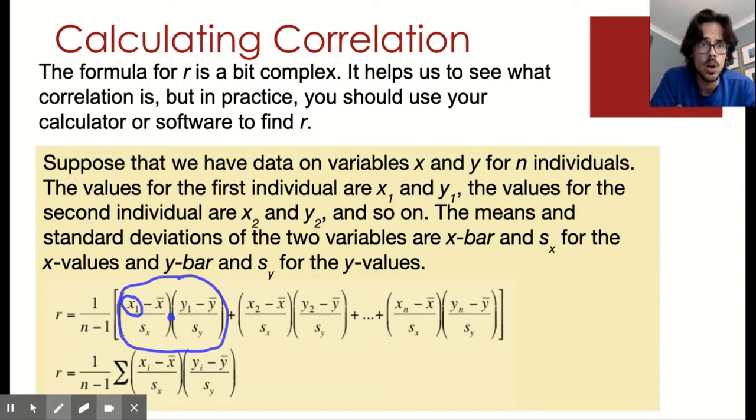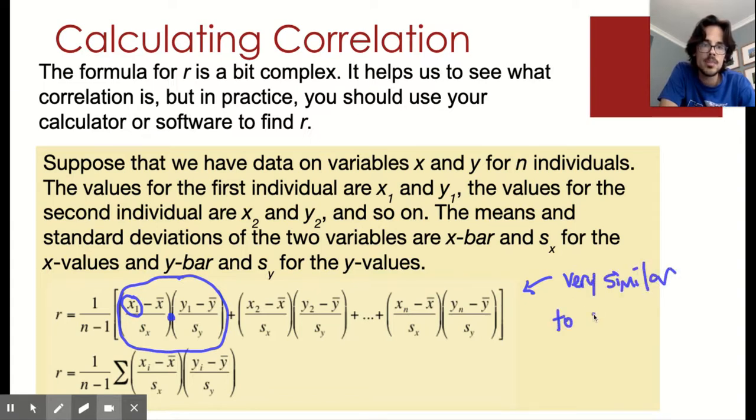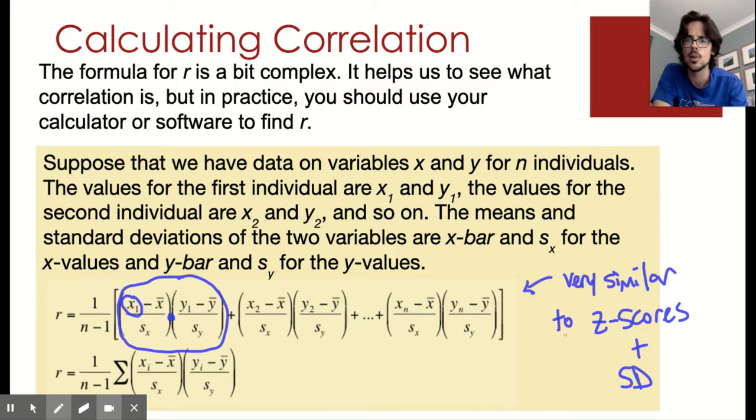So when you calculate r, what's basically happening is you take a little z-score for your x-coordinate times a little z-score for your y-coordinate, and then you do that for each of your separate points. You add them up, and you divide by that n minus 1 like you would do when you calculate standard deviation. So this is very similar to how we calculate standard deviation. So it's very similar to z-scores and standard deviation. You will never in my class be asked to calculate this yourself, but you can sort of at least appreciate what it is that's going on right there.